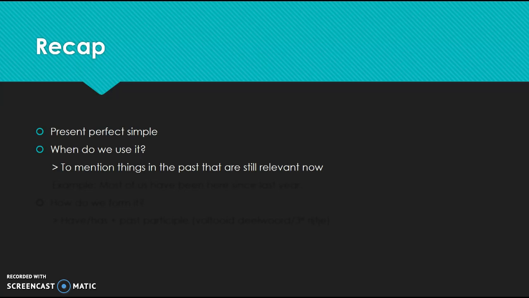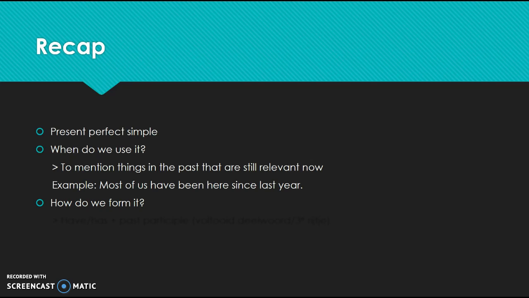We use it to mention things in the past that are still relevant now. For example, most of us have been here since last year. This indicates that we were here last year and that we're still here now. And how do we form it? We use have or has plus the past participle, which in Dutch is het voltooid deelwoord or derde rijtje.